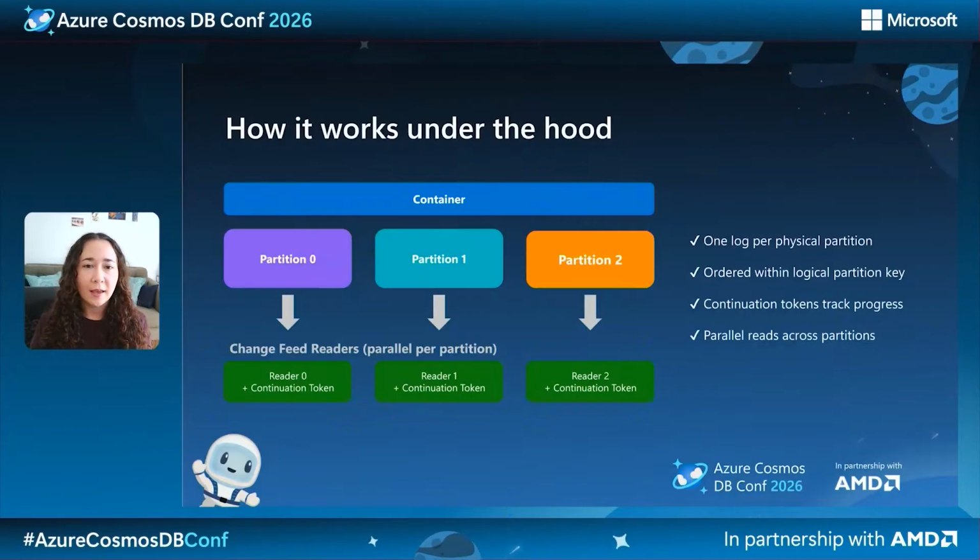Because Cosmos DB is a distributed database, your data is distributed across multiple physical partitions in a container. In this example, I've got 3 physical partitions. Each physical partition can have its own independent change feed reader that's reading the changes in order for that partition. Order is guaranteed within a logical partition key in your physical partition range.